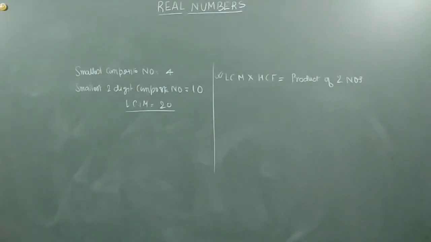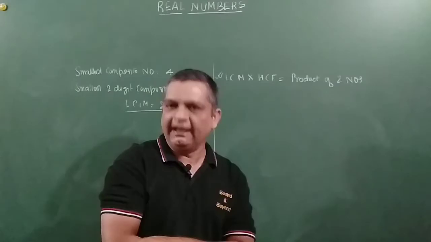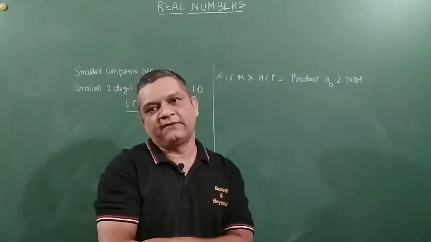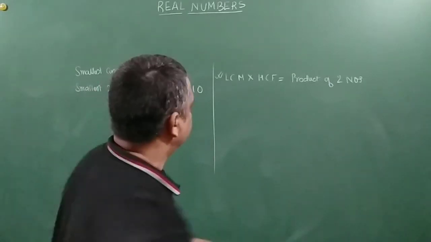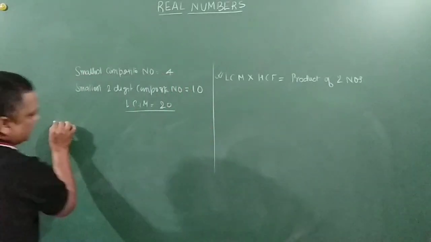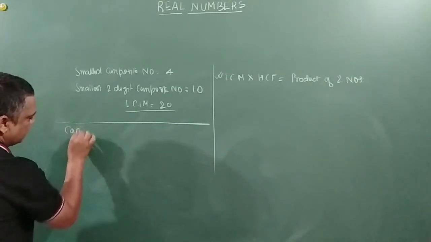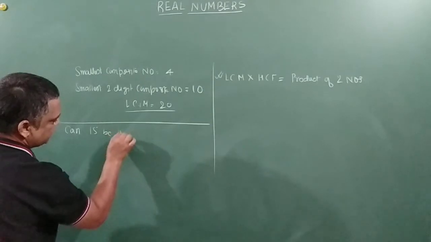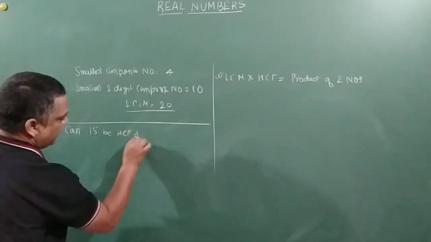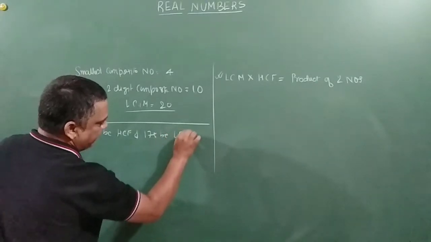Now one more question has appeared, friends. Can two numbers have 15 as their HCF and 175 as their LCM? Okay. So let me just draw a line. So can 15 be HCF and 175 be LCM?